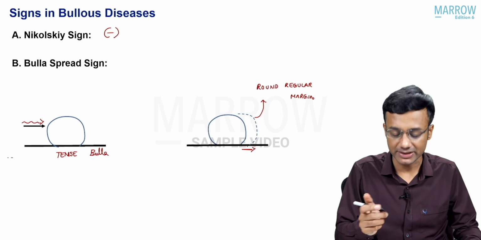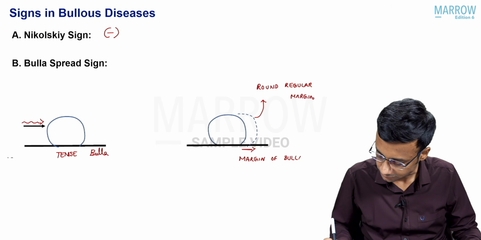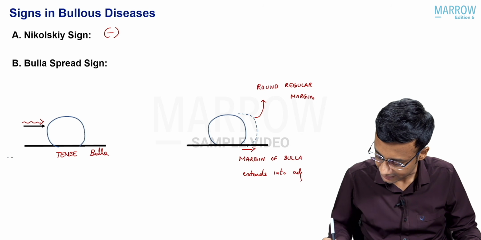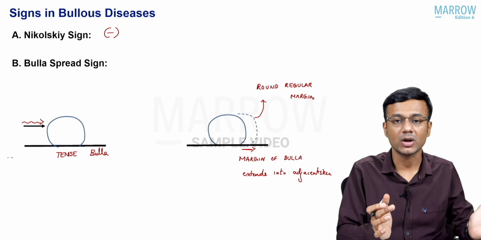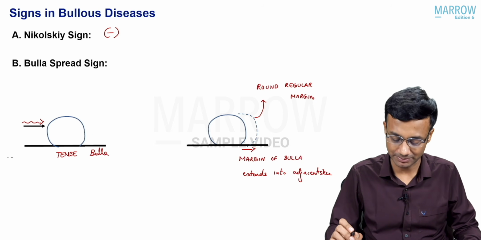So when you push from one side, what will happen? The margin of the bulla extends into the adjacent skin, and because it's a tense bulla, when you push, you're going to get a round regular margin. So that is the feature which is seen on bulla spread sign.